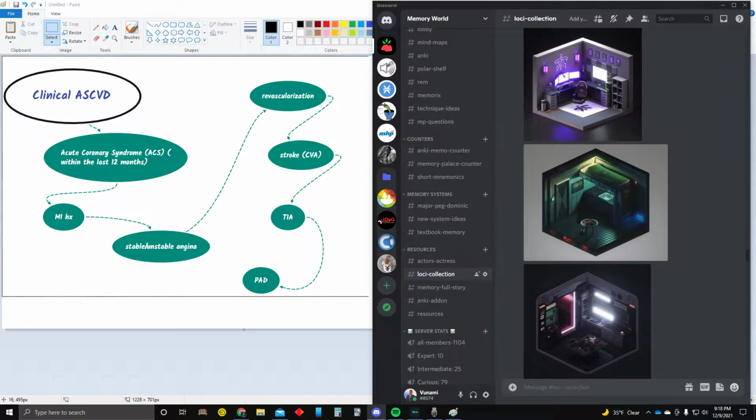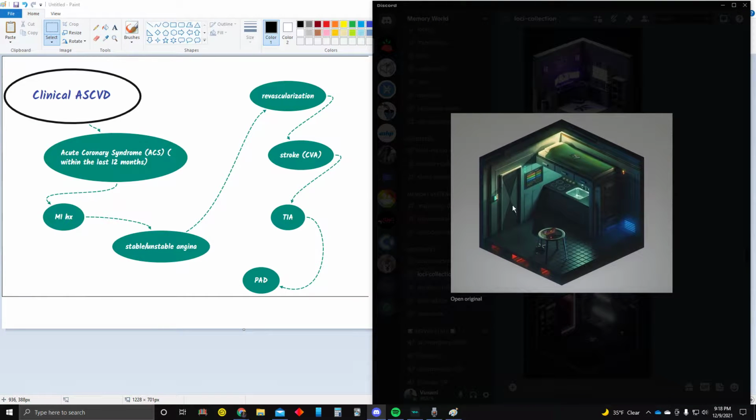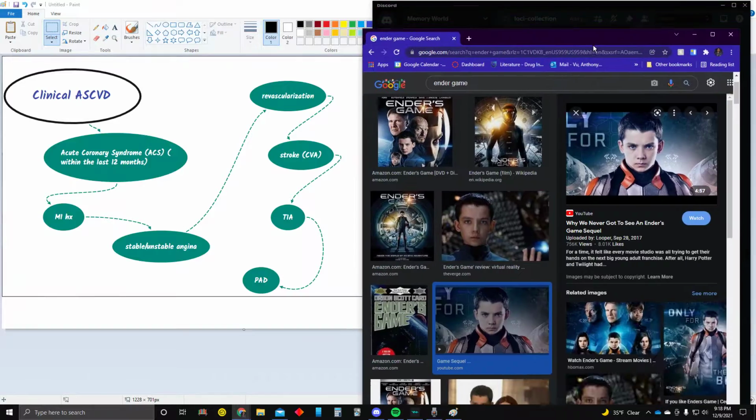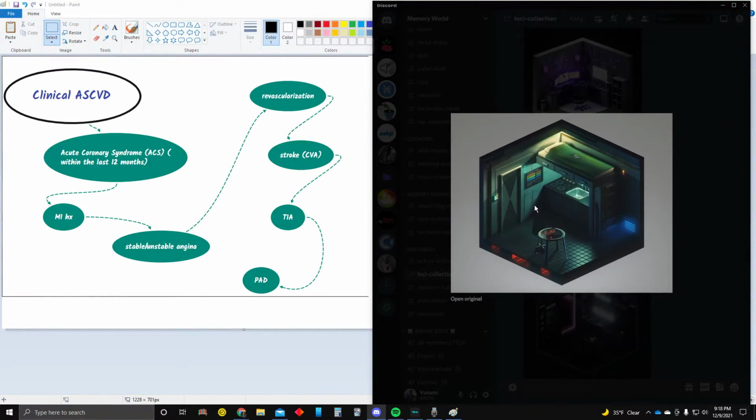Okay, so looking into this, we can think of this as being in a spaceship of some sort. And so I'm thinking of Ender's Game. If you don't know Ender's Game, let me go type up the character's name. Okay, so Ender's Game, it's going to show this guy. This is Ender, Ender Wiggins. Okay, Ender comes into this room.